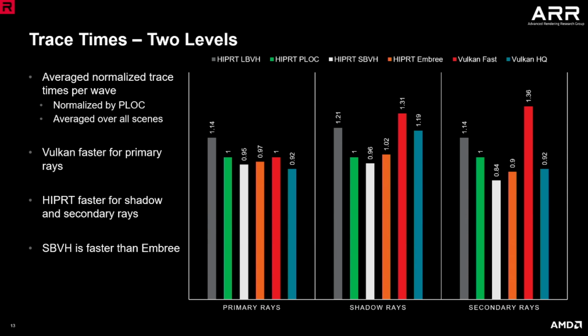So here you can see average relative trace times, averaged over all scenes. First we need to normalize them to get meaningful numbers. For that purpose we use the black one, the green one. So it is always 1.